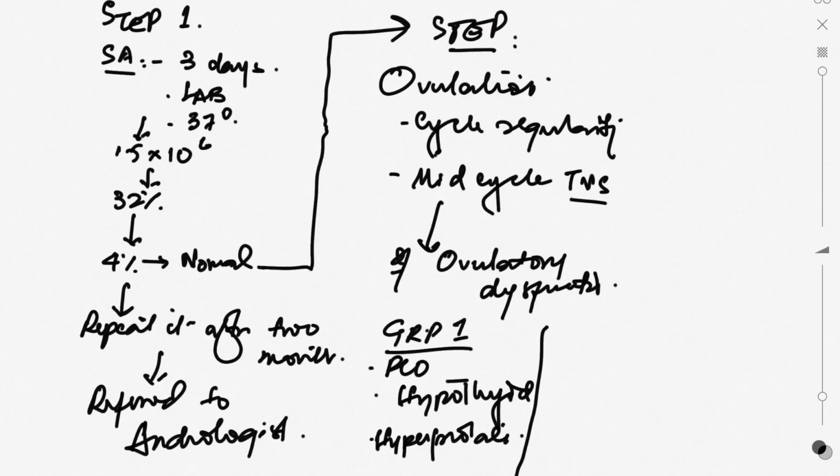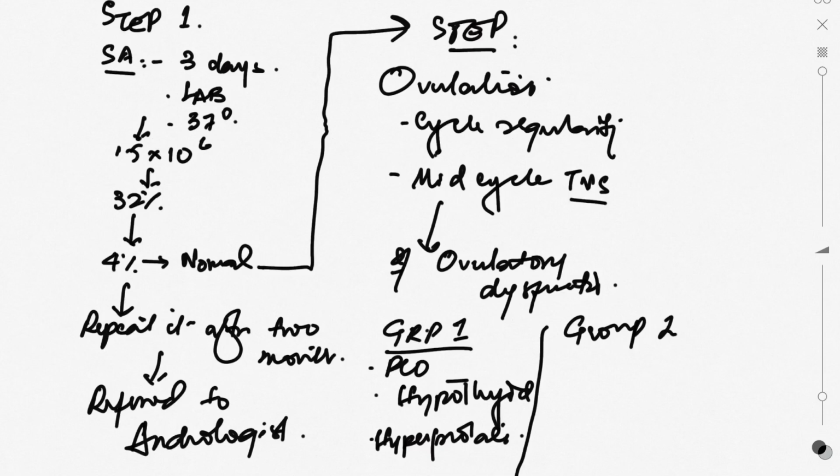These are the three main common causes of ovulatory dysfunction which can be treated. And group 2, untreatable causes, where at the moment we are unable to give any reasonable solution to the patient for the treatment of this ovulatory dysfunction. And the causes are mainly two.